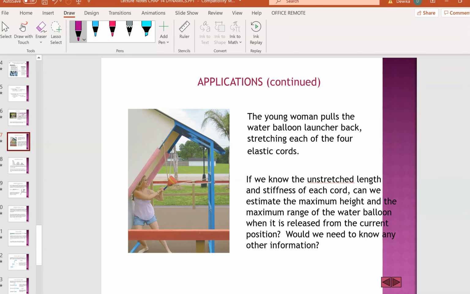Then this young woman pulls the water balloon under the launcher bag and then releases it. When it's released, what happens? The balloon will be launched, and it has a certain maximum range. This is what we studied in projectile motion. You have to be careful with the angle of inclination, so that you can hit your target accurately.